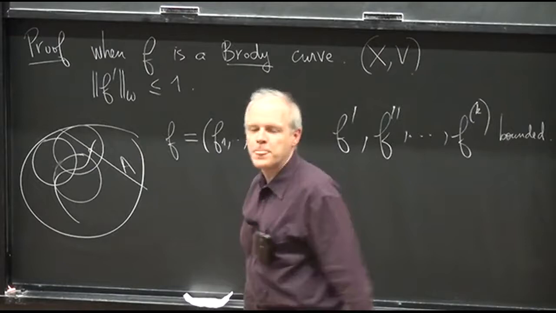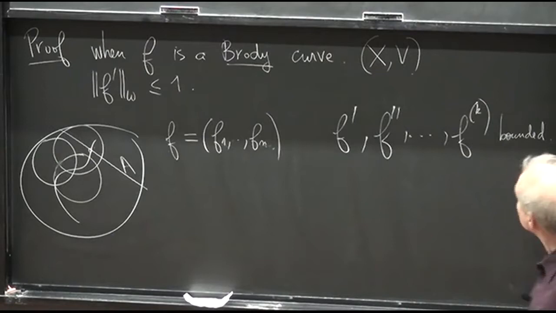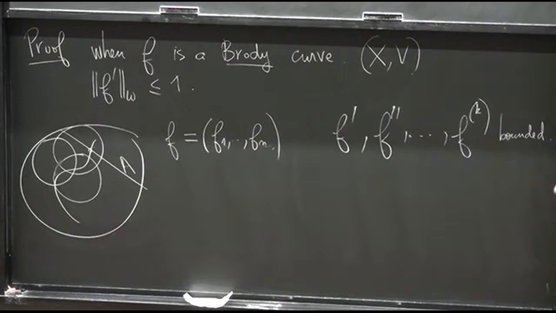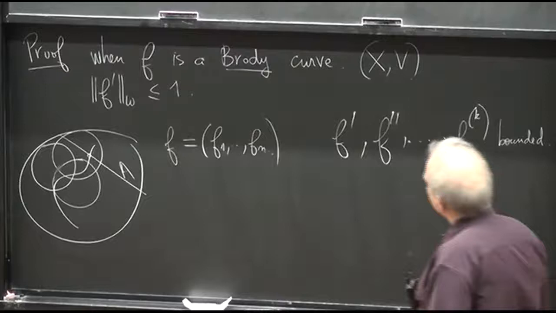So I understood the argument, but not this. I don't understand the statement. Which derivatives are being considered here? I mean, what are these p's? And what are k and m? I really don't understand the statement.